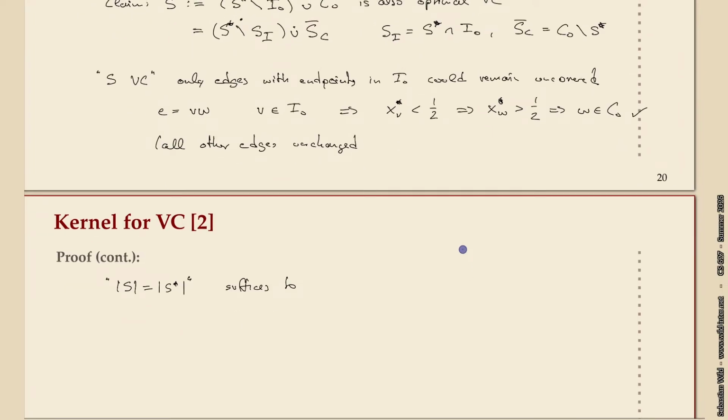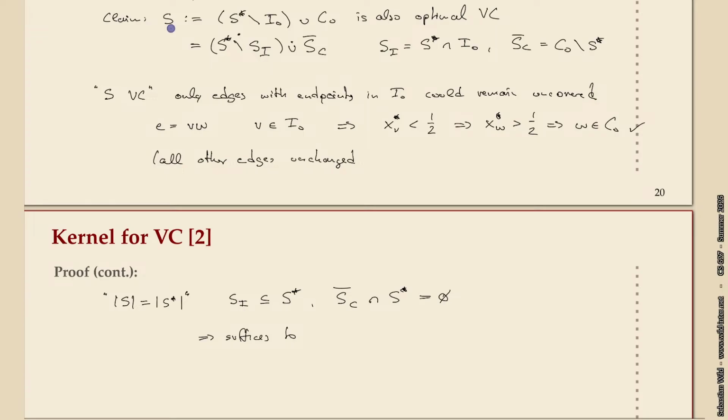Okay. Let's, doesn't hurt to write it down. That was the idea of the construction. I guess I said it maybe verbally, but Si is a subset of S star, whereas the S bar C is disjoint from S star. So to say something about the size of S, you can take the size of S star, you subtract the size of Si, and then you add the size of S bar C.